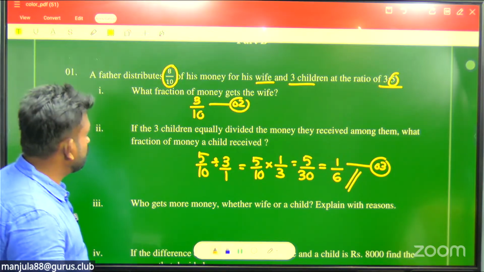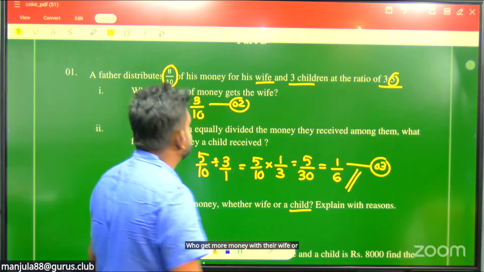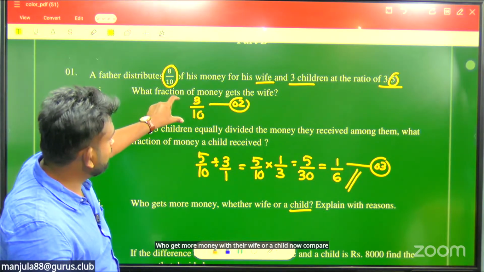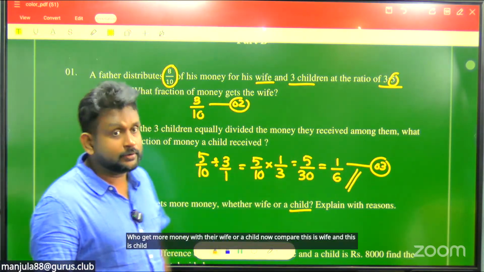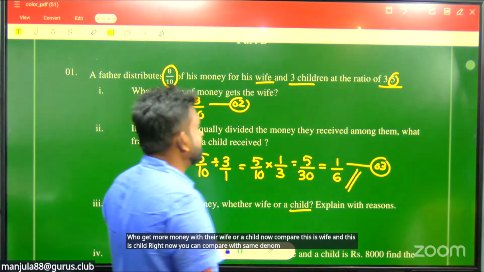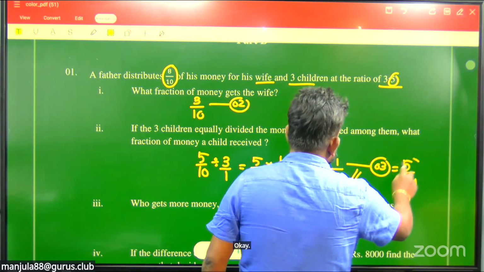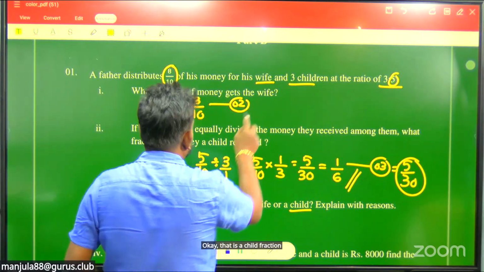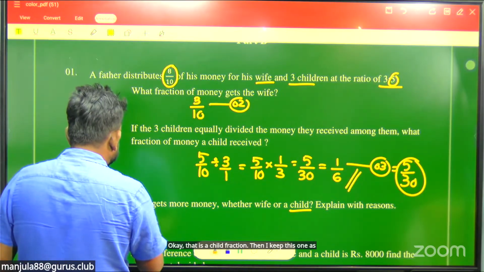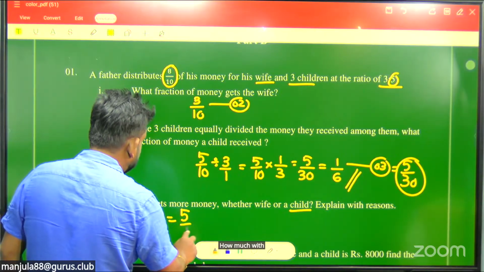Who gets more money, the wife or a child? Now compare. This is wife and this is child. Right, now you can compare with the same denominator. I will keep it as 5 upon 30. Okay, that is the child's fraction. Then I keep this one as for the child, with the denominator 30.